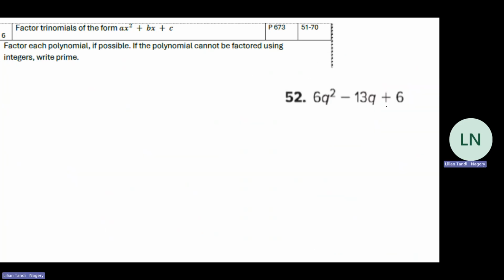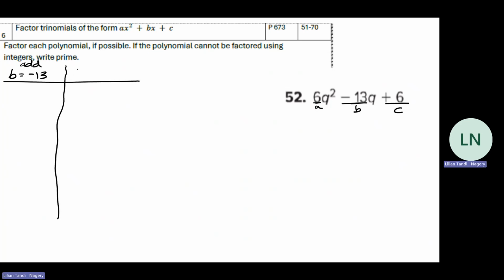Okay, same thing here. I have to do the table. Okay, this is A, this is B, this is C. So here you're going to put B, which is -13. You're going to write add. Here you're going to find product of A and C. So A is how much? 6. And C is how much? 6. So this is 36.